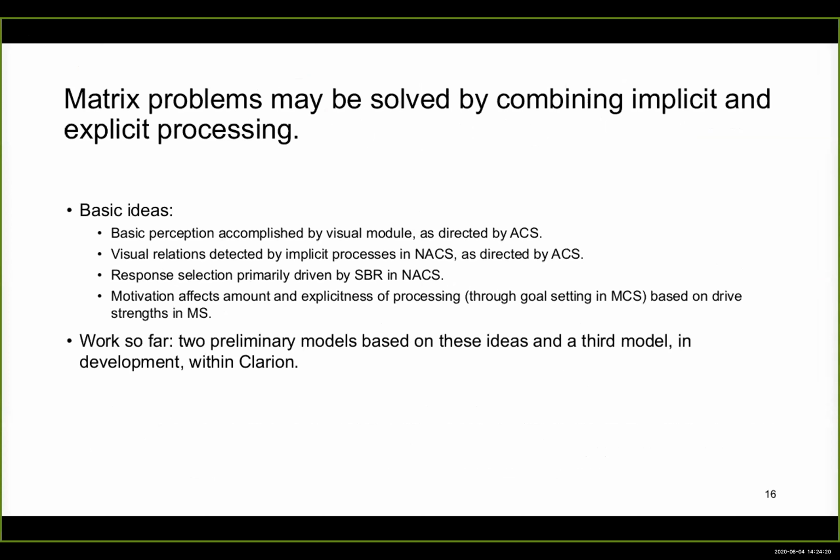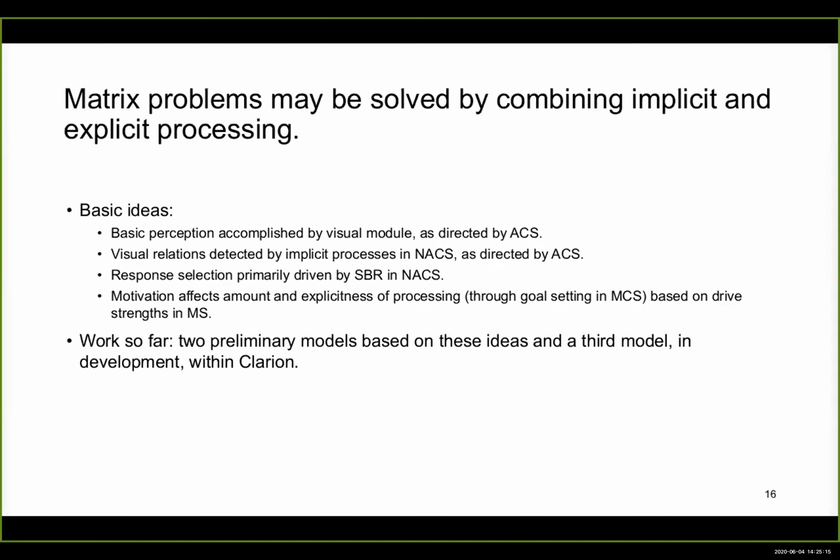The basic idea behind the model is that by combining implicit and explicit processing, we can solve matrix problems. More specifically, basic perception, which is accomplished by some visual module, is directed by the ACS. On the other hand, visual relations are detected by implicit processes in the NACS, the non-action-centered subsystem. But this detection process itself is directed by the ACS, the action-centered subsystem. As a consequence, response selection is primarily driven by similarity-based reasoning in the non-action-centered subsystem. And motivation comes into play at various points by changing the amount and explicitness of processing based on drive activations in the motivational subsystem.